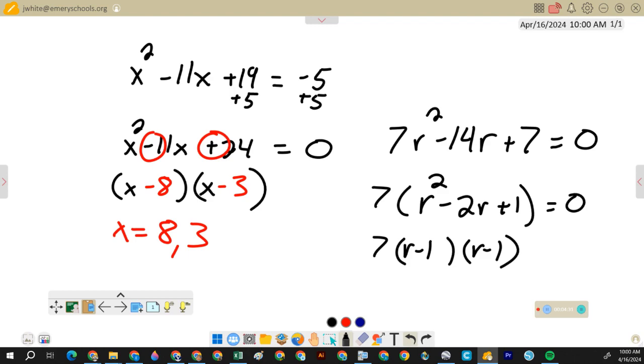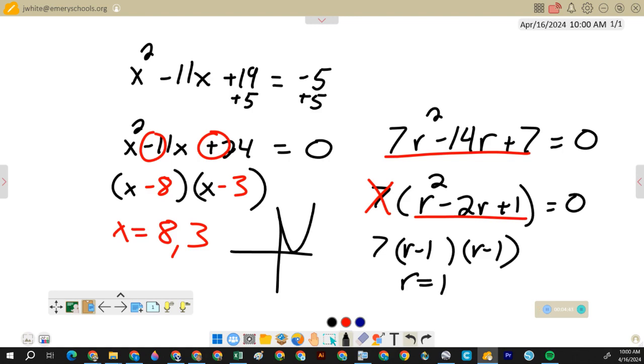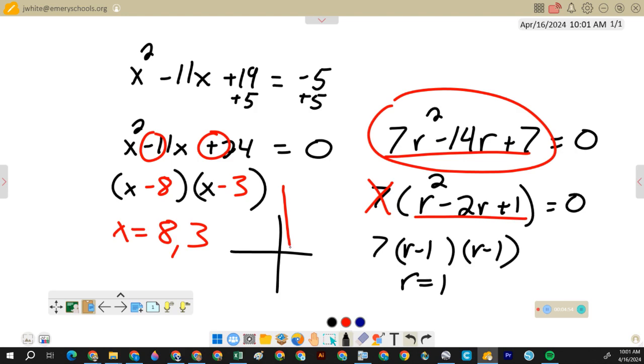In fact, if I were to delete this and graph that, oh, sorry, the roots are 1 and 1. So this graph here, oh, let's do it a different way. So this graph here is really steep and hits at 1. This graph here also hits at 1, but it is much shorter. So dividing the whole equation by 7 does affect the graph, but it's not going to change the roots. Okay.